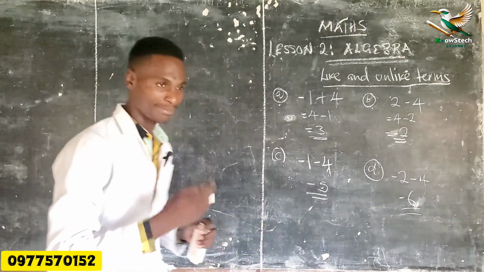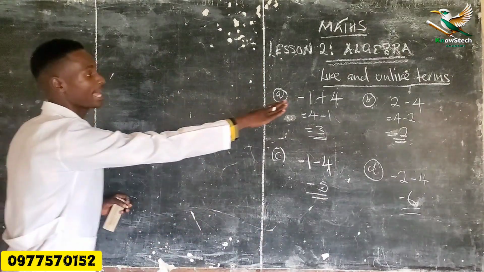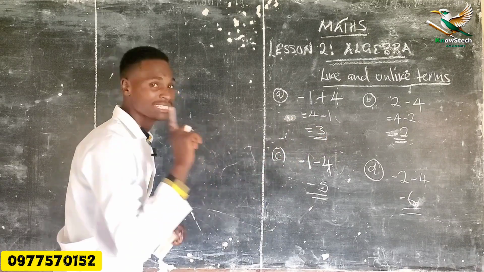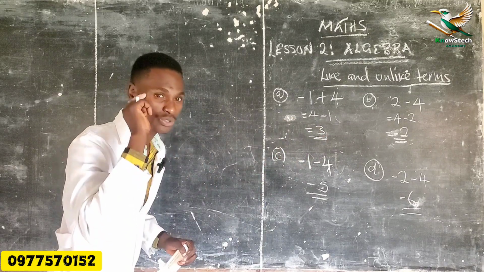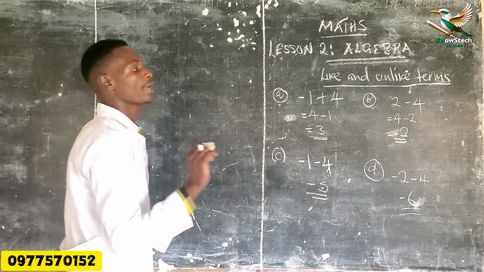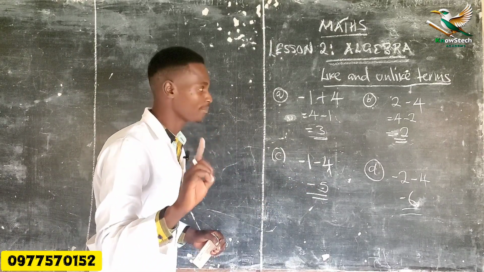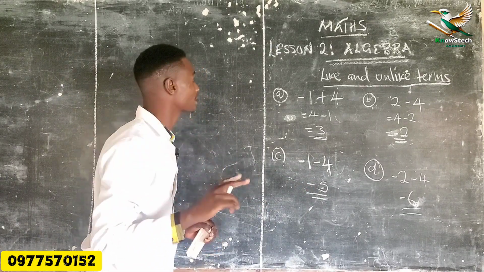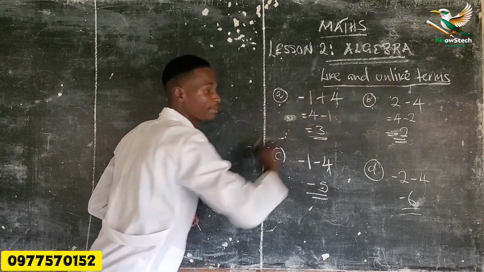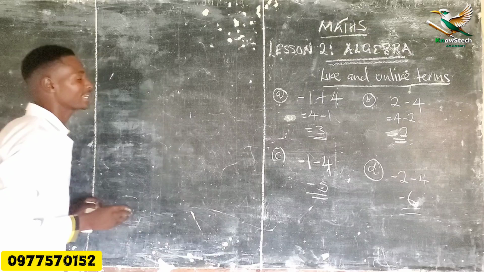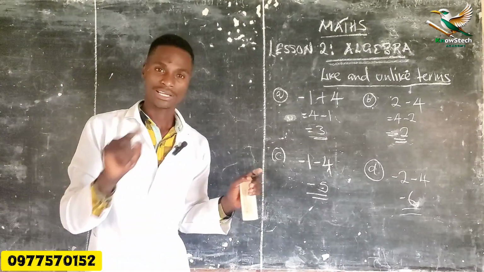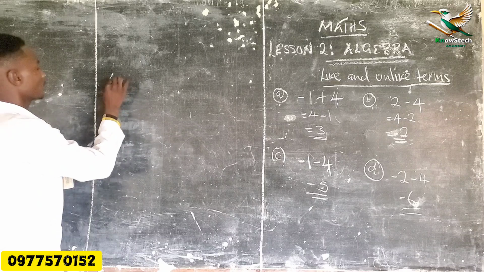All right, come. So I said like and unlike terms. I don't want to erase this. There's something very important that I want you to understand from this. That's why the first lesson was very important. When it comes to like and unlike terms, first you need to understand what a term is. So I'm going to give you this.